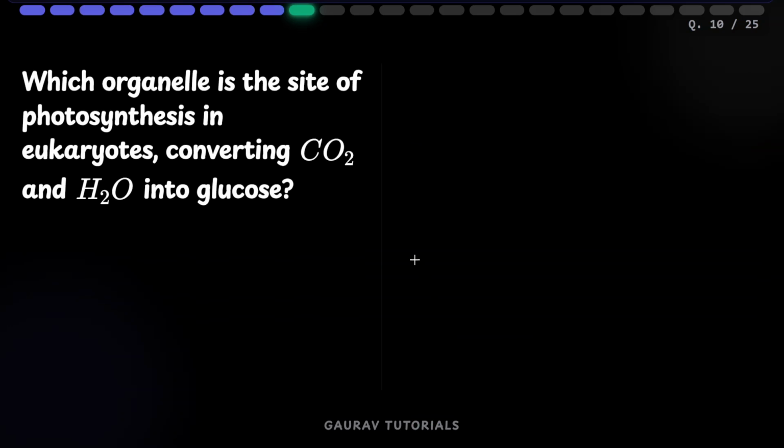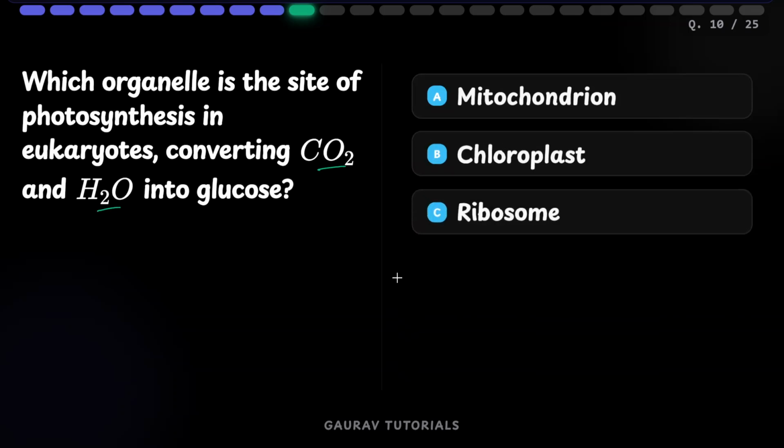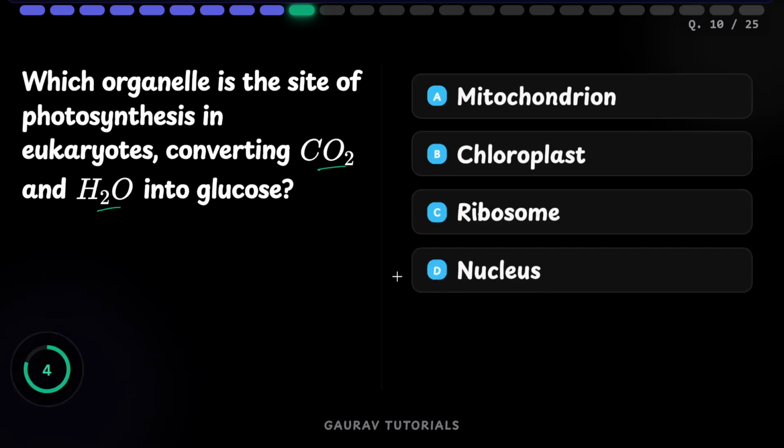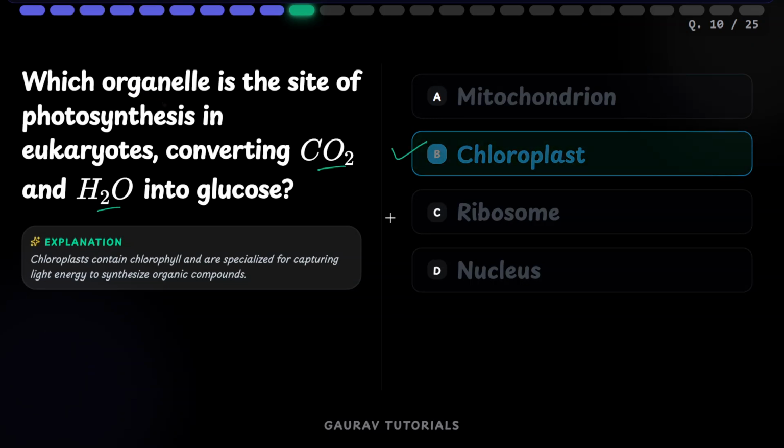Question number 10. Which organelle is the site of photosynthesis in eukaryotes converting carbon dioxide and water into glucose? The options are A. Mitochondria, B. Chloroplast, C. Ribosome, and D. Nucleus. And the correct answer is B, chloroplast.